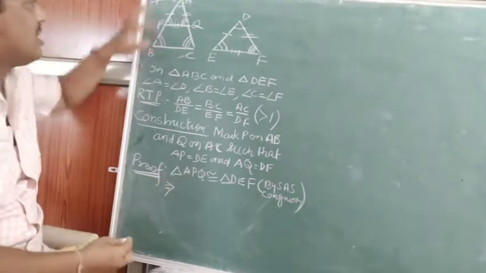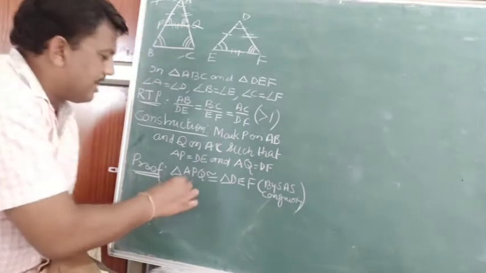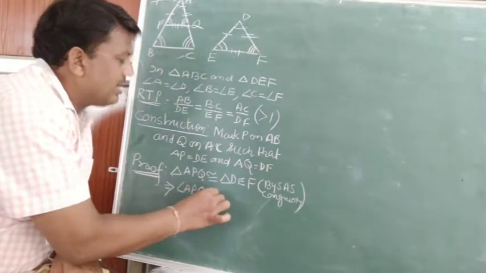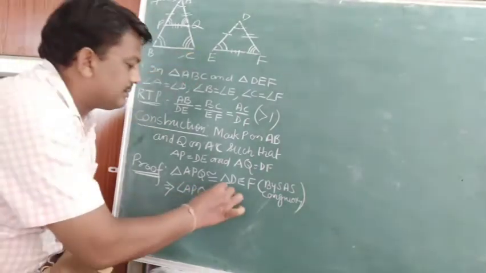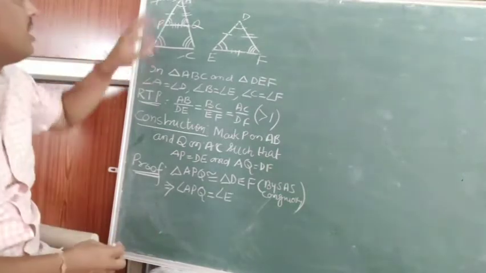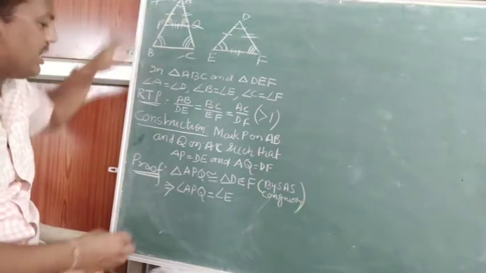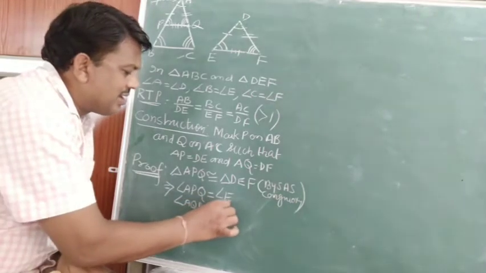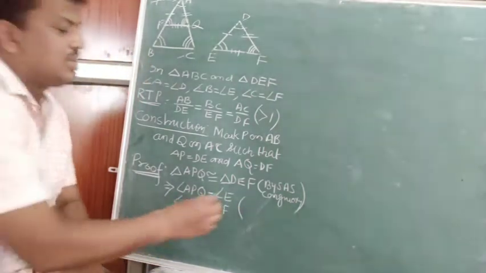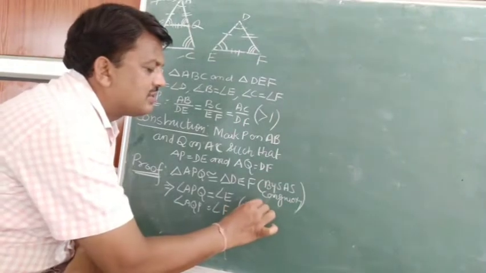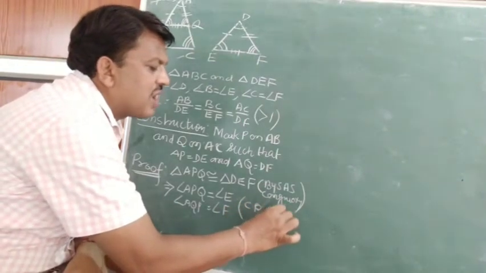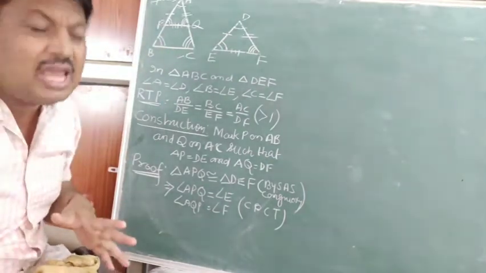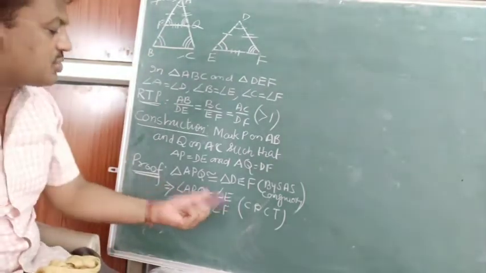This implies angle APQ is equal to angle E, and angle AQP is equal to angle F. How can you say? Corresponding parts of congruent triangles. Since these two are congruent, all 6 parts will be equal, children. Now we got these two angles.